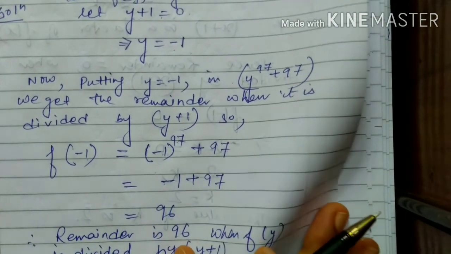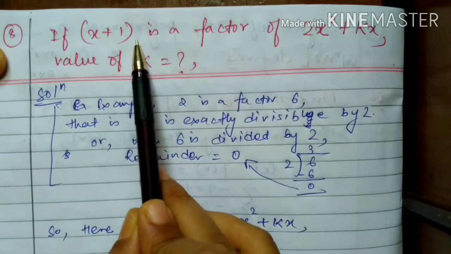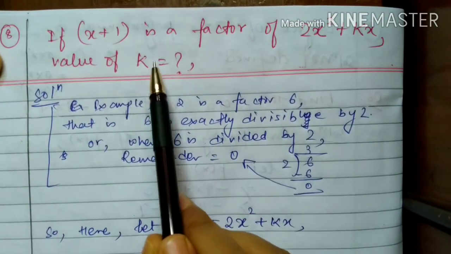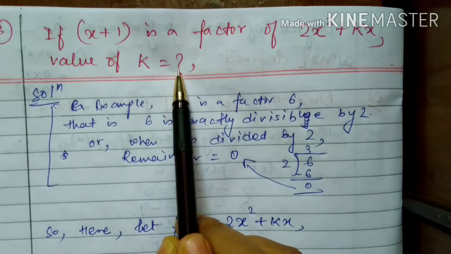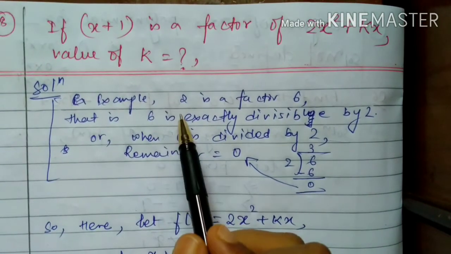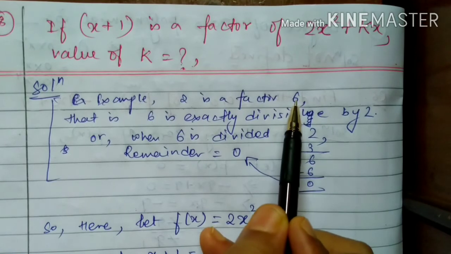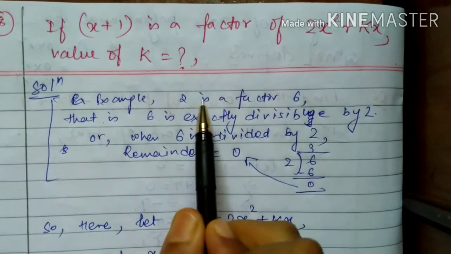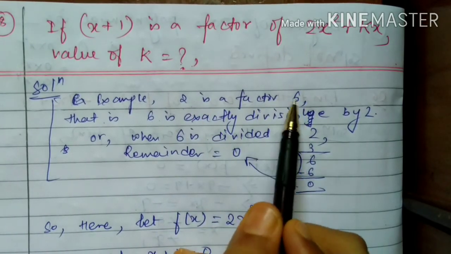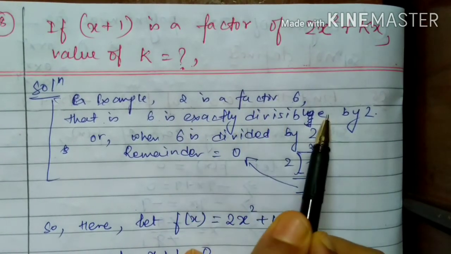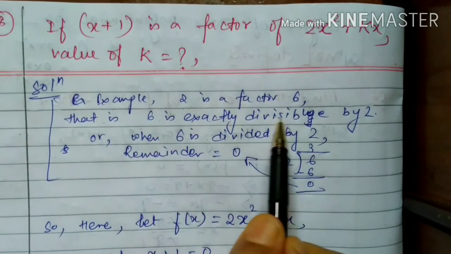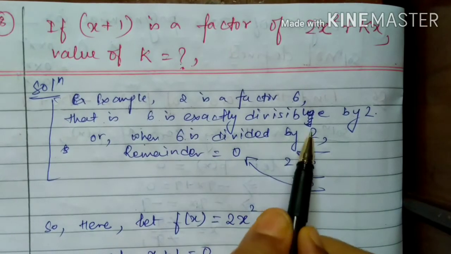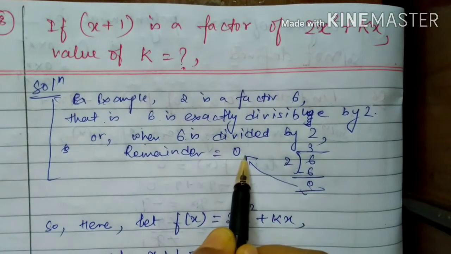Let's take the same type of question. If x plus 1 is a factor of 2x square plus kx, then find the value of k. Now let's simplify this question by taking an example. I tell you that 2 is a factor of 6. Then may I tell that 6 is exactly divisible by 2? If any number is a factor of another number, then that number will exactly divide it. So 6 is exactly divisible by 2 because 2 is a factor of 6. So when 6 is divided by 2, what do we get as remainder? We get remainder as 0.